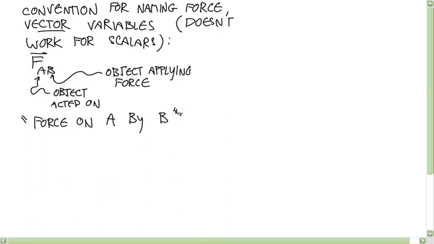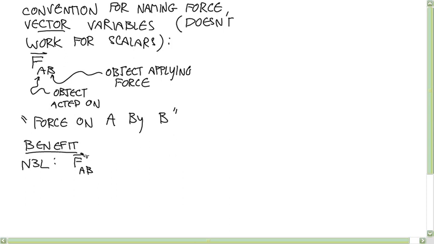Does anyone know what the benefit of this convention is? Have you guys used this before? I know in deform we did, right? I don't know that. Did we? Maybe not. But there's a really nice advantage to writing your force vector variables this way, and it has to do with Newton's third law. Basically, you never have to think about Newton's third law again. It just happens automatically. And it works like this. Anyone have a guess? So the benefit is Newton's third law just ends up being this. FAB.